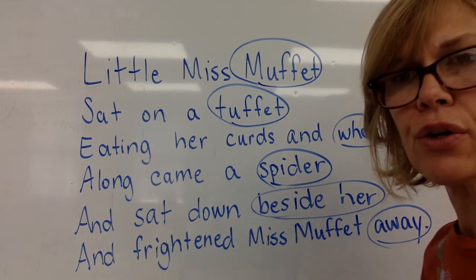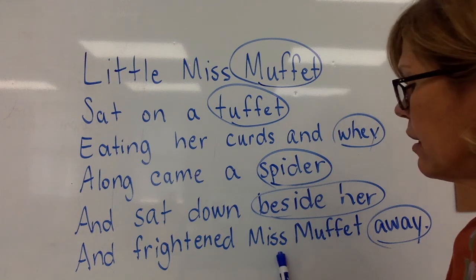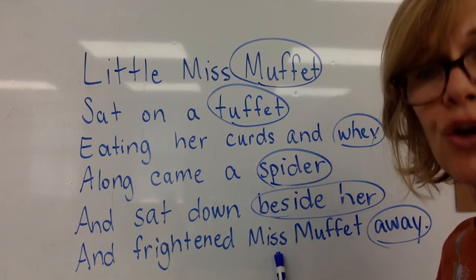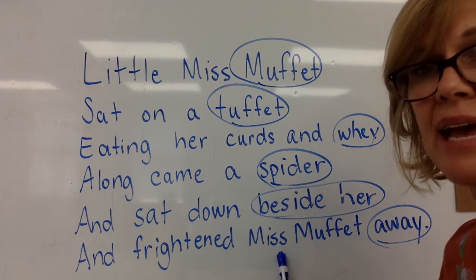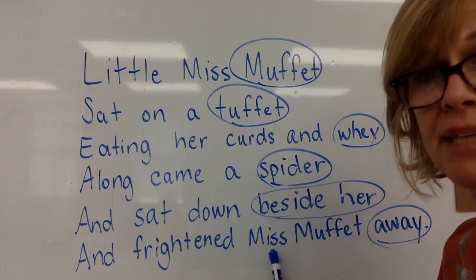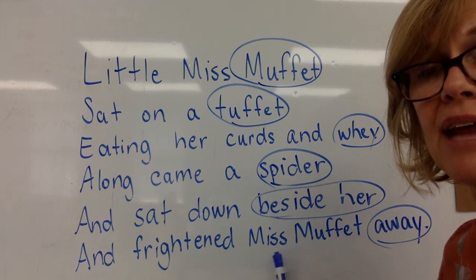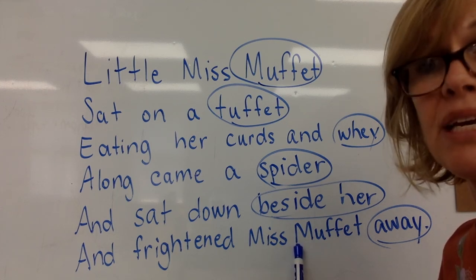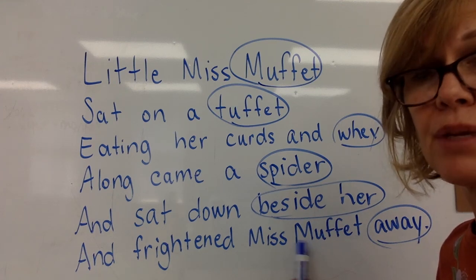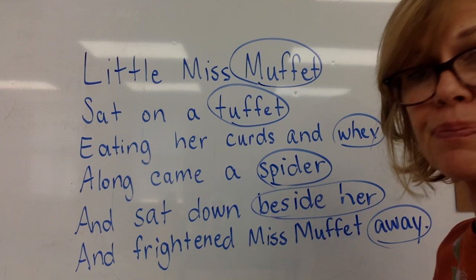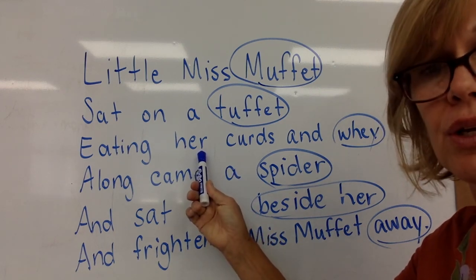One more thing, the person in this little poem is called Miss Muffet. Would that be a girl or a boy? It would be a girl. Miss usually means a girl that's younger or isn't married. It doesn't always mean that, but sometimes that's what that means, Miss Muffet. When I think of Miss Muffet, I think of a little girl, just because a lot of times the pictures in nursery rhymes show little girls. So Miss Muffet would be a girl. And also the word her would refer to someone that's a girl.